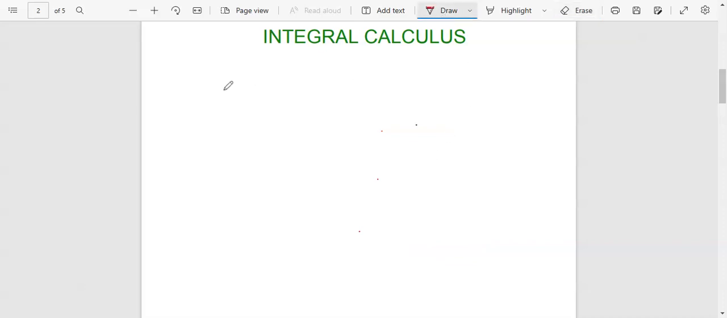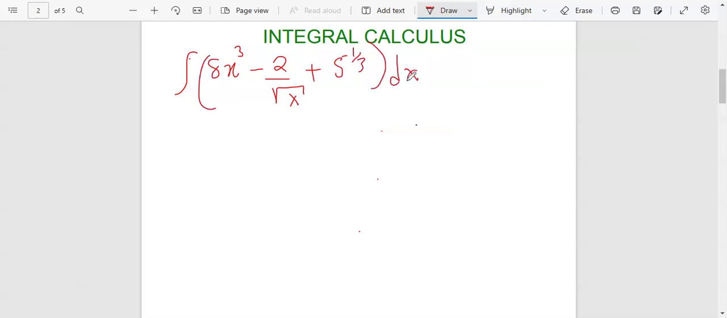So in a case where you've been asked to evaluate the integral of 8x to the power 3, minus 2 divided by the square root of x, plus, let's say, 5 to the power 1 over 3, dx. You want to work out this integral. So firstly, you'll just be adding 1 to the power. So this is going to be 8.